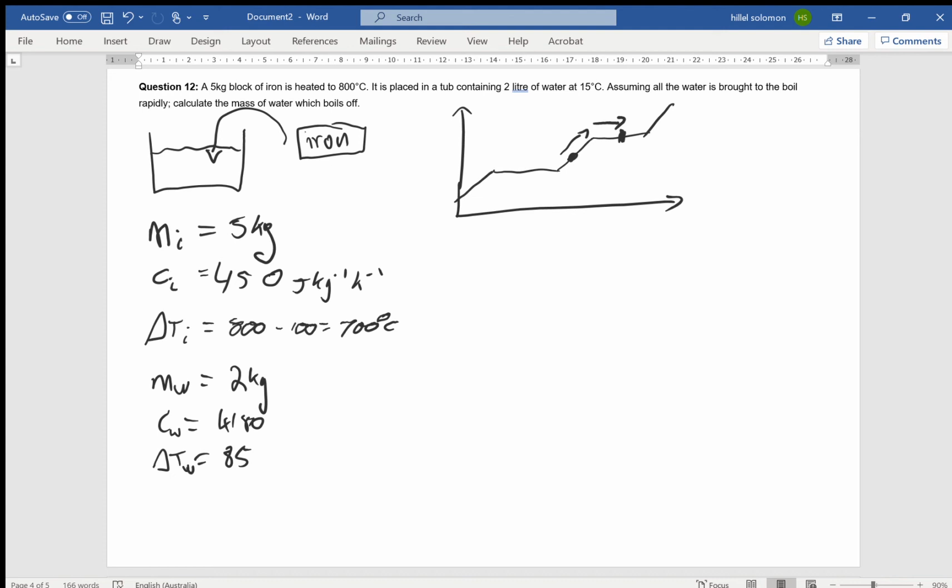So how much heat energy does that iron actually have to give it? I'm actually going to split this up. Instead of doing Q lost equals Q gained all together at the start, I'm going to first calculate the heat lost by the iron. The heat lost by the iron is equal to mcΔT, which is 5 times 450 times 700. And we can calculate that to be 1.575 times 10 to the 6.